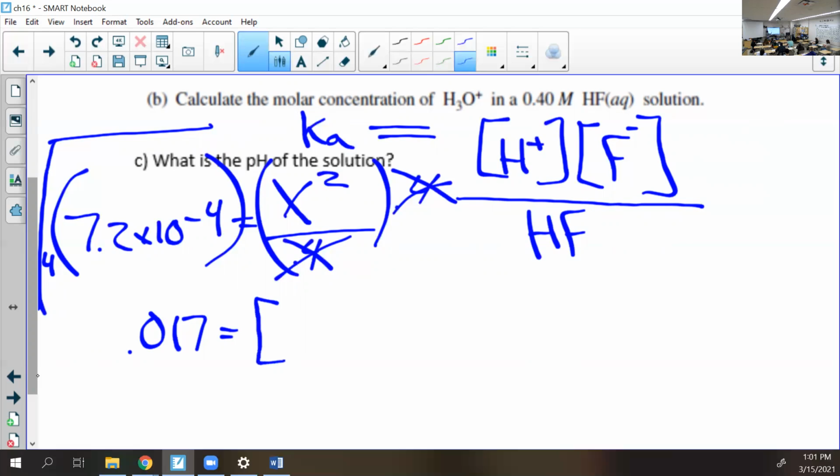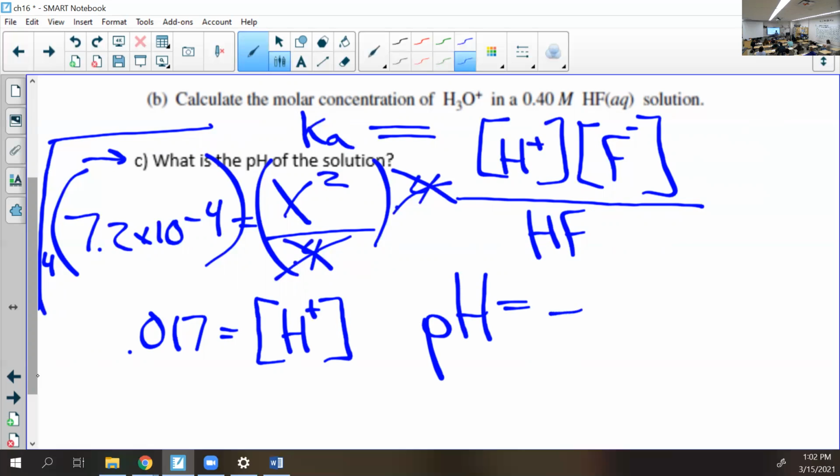Concentration of H plus. Now it could be F minus, but do I care for this question? No, I need H plus. Okay, so now the last step is to find pH. pH is equal to what sign, Judah? Negative. All right, the negative log of the H plus, which is 0.017.